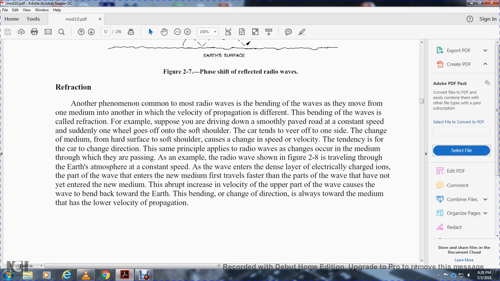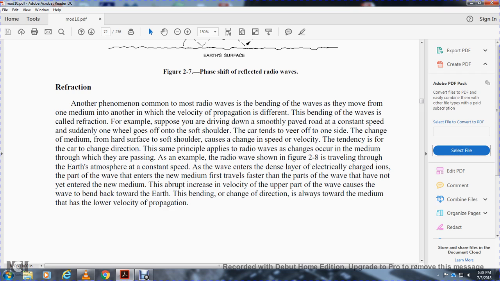Another phenomenon commonly known for radio waves is that they change direction when they move from one medium to another where the velocity of propagation is different. This is called refraction. For example, suppose you are driving down a smoothly paved road at a constant speed, and suddenly one wheel goes off onto the soft shoulder. The car tends to veer to one side. The medium, the soft shoulder instead of the hard surface, causes a change in speed, and the tendency is for the car to change direction.